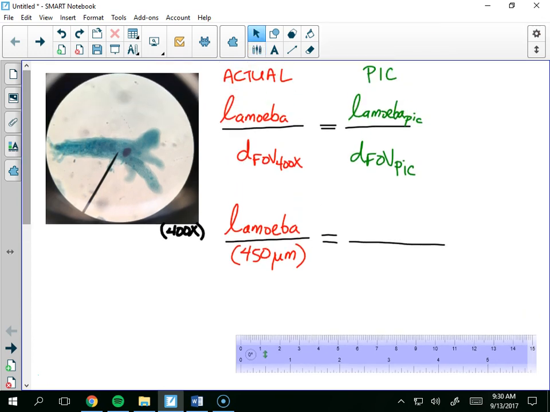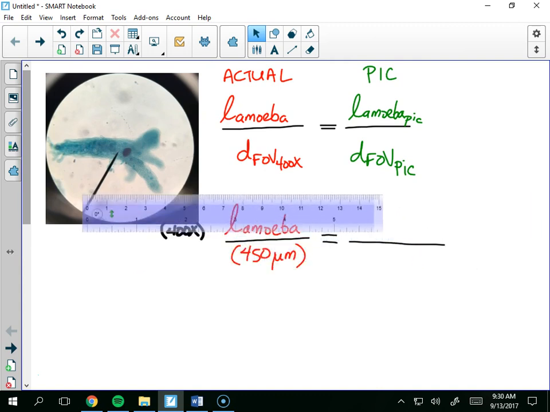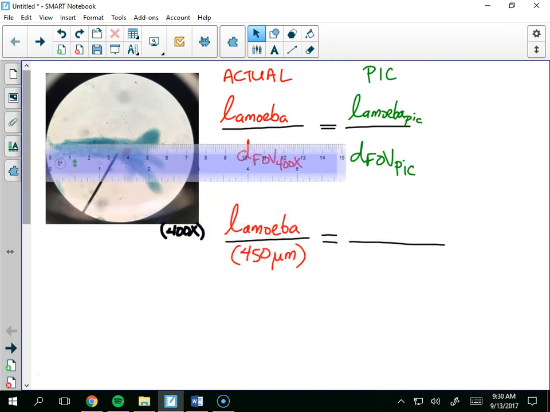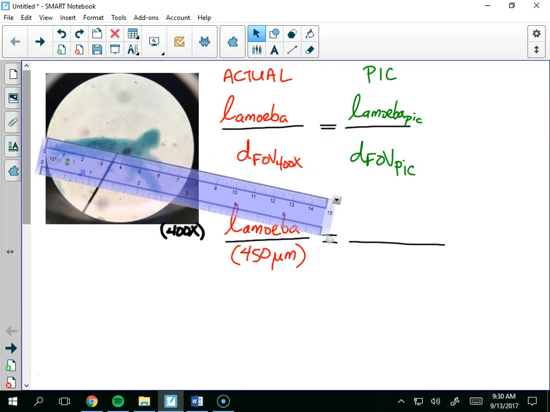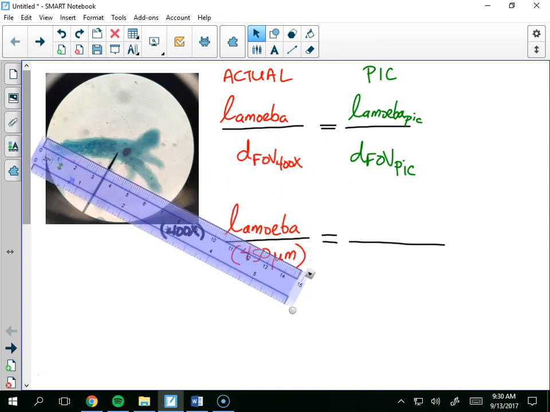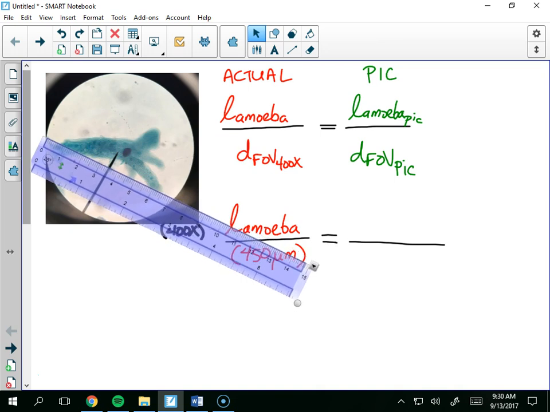All right, so length of amoeba in the pic. This is where we've got to take our ruler and do our measurements, right? So we're going to go from end to end. I'm going to put that little 0 there. Now what's cool about this ruler is I can go like that. It's a little more precise. And that's looking to be 6.5 to the end there. So we're saying from one end to the other.